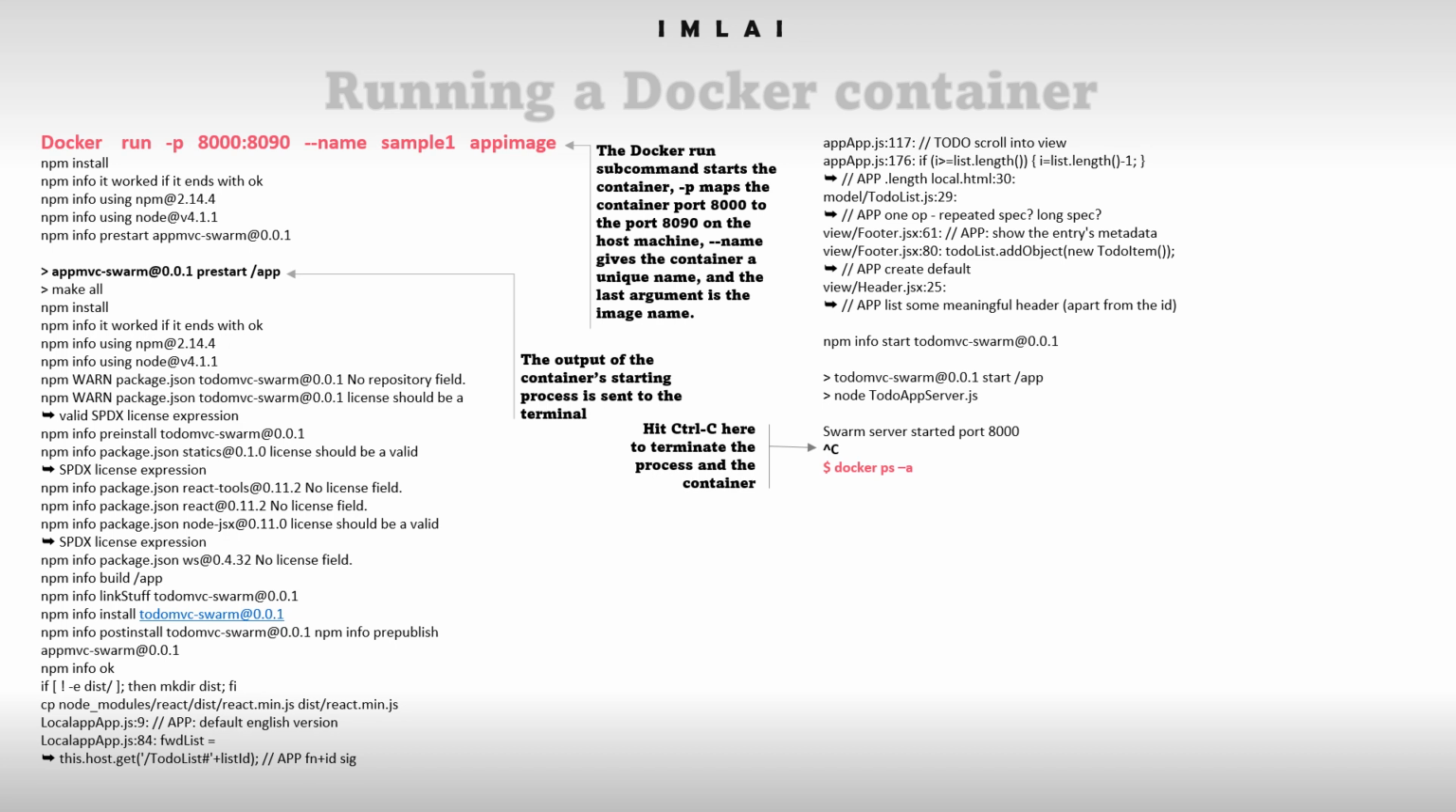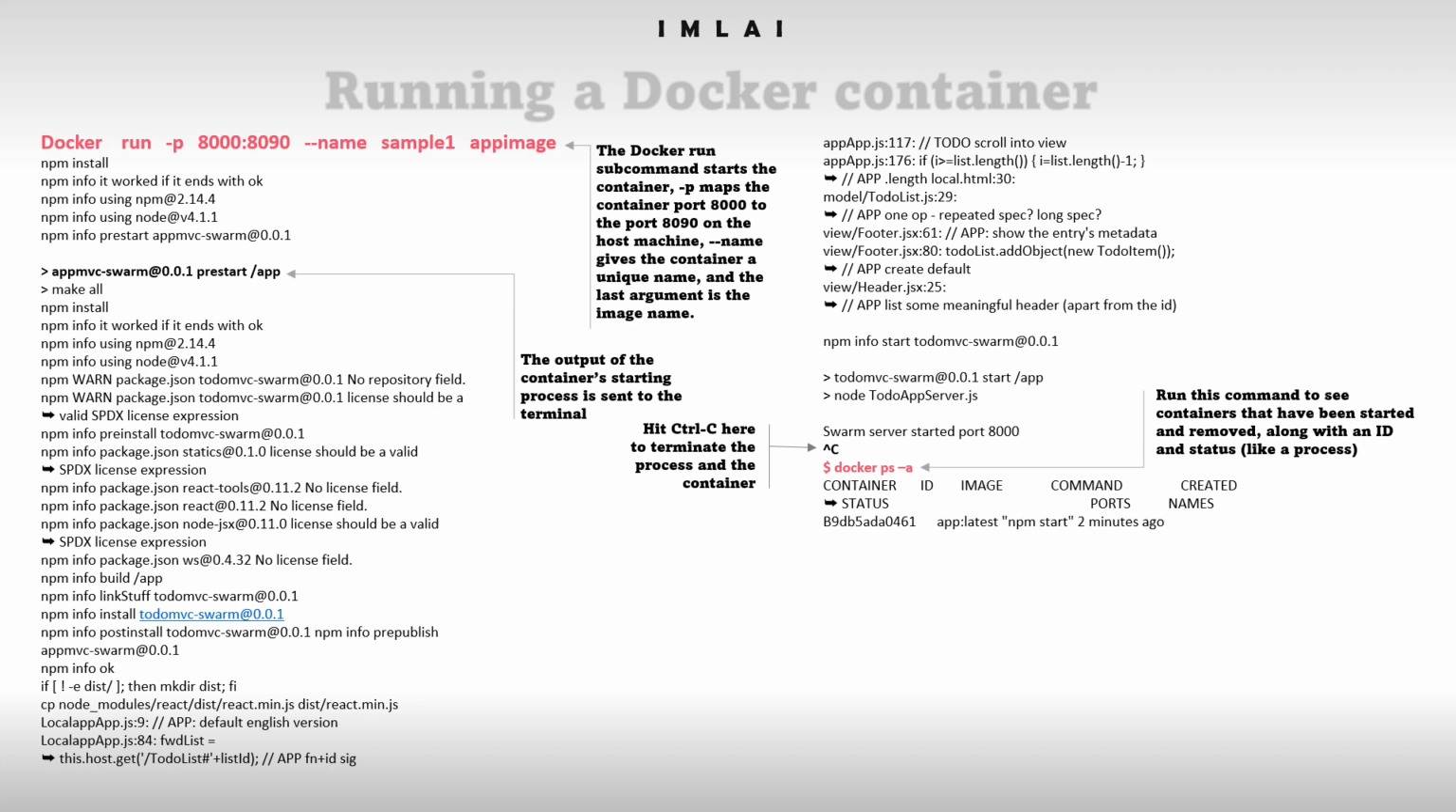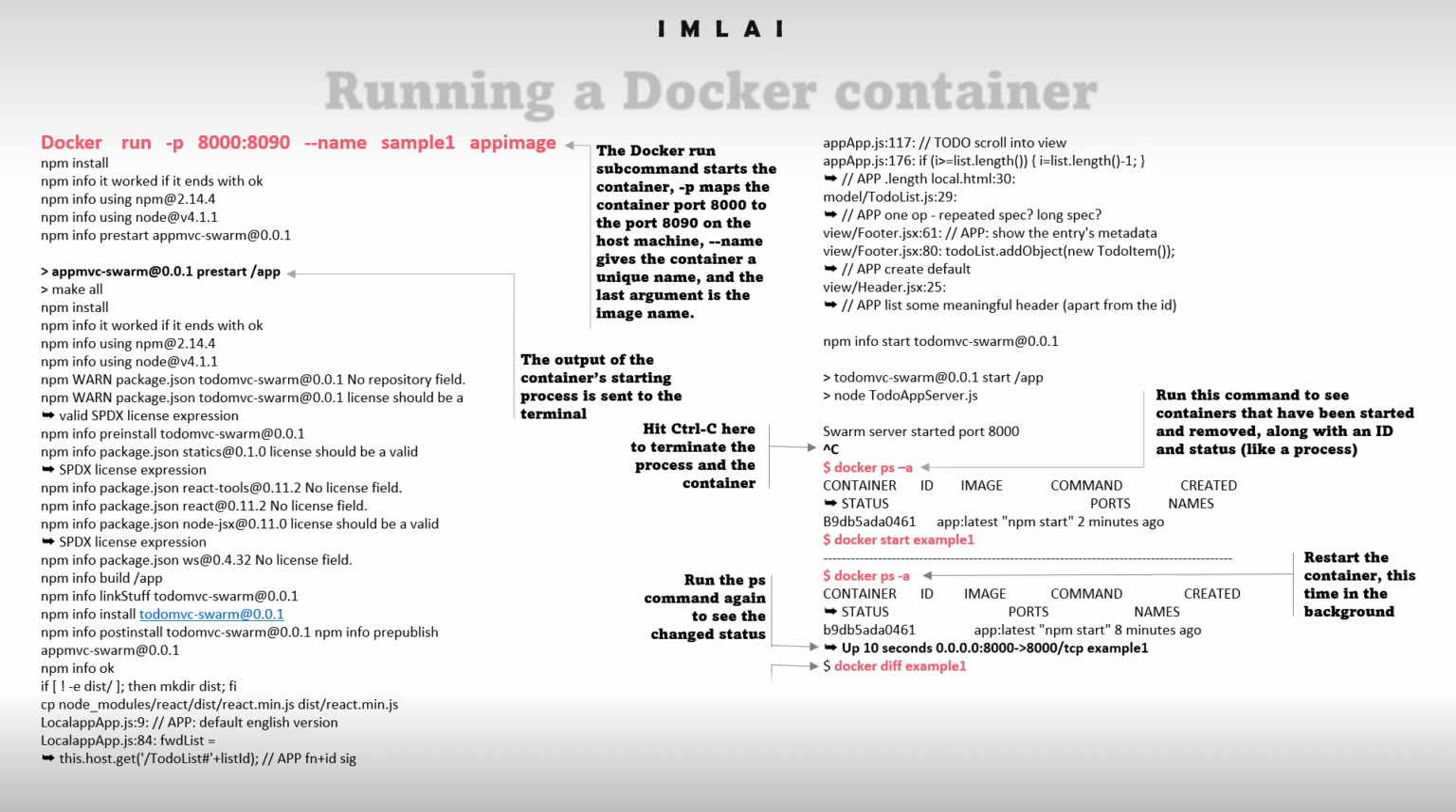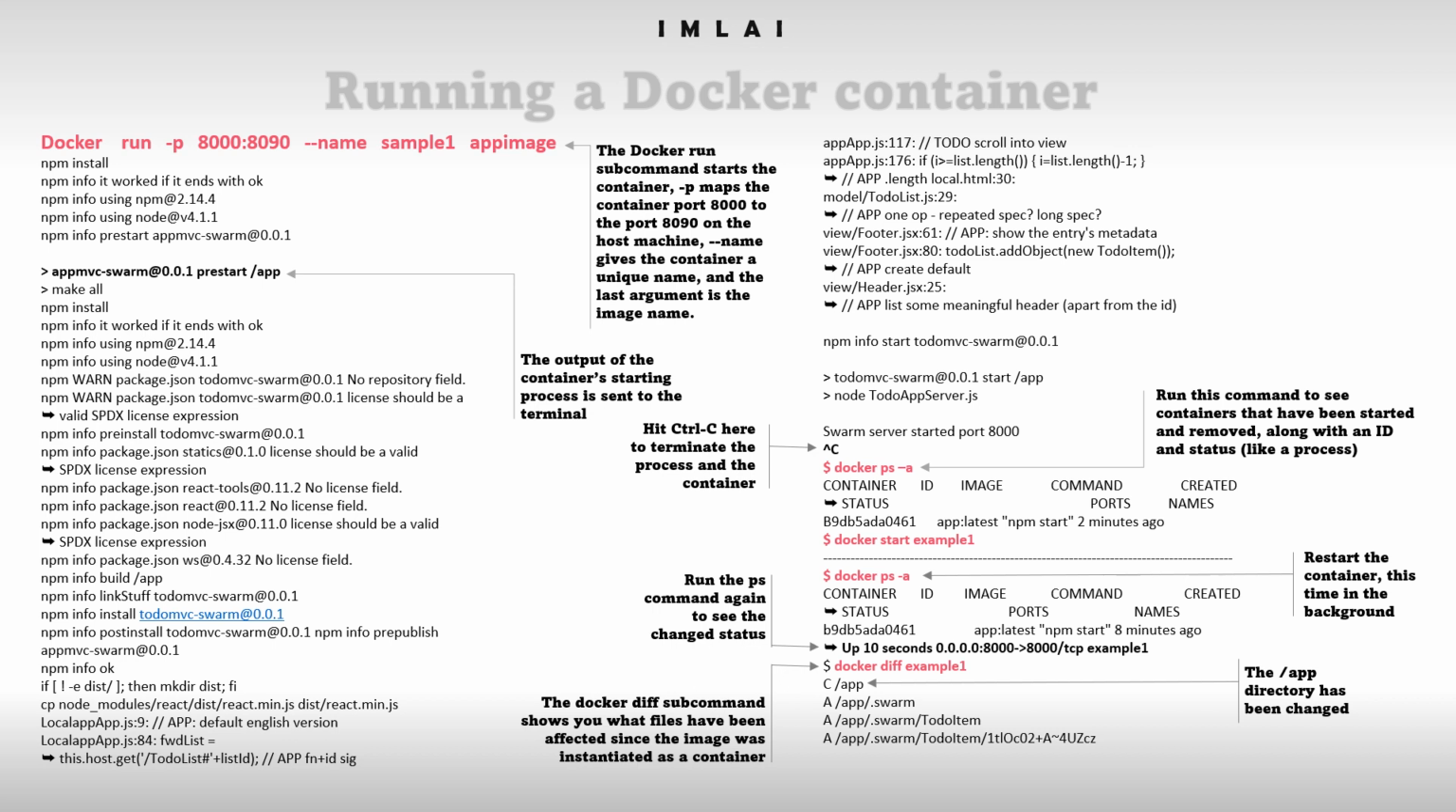Okay, let's spin it in an interactive mode, and then we will use docker ps commands or ps -a commands to see how many containers are presently running in our server. So the docker ps -a command is used. Run this command to see containers that have been started and removed, along with an id and status like this. If you say docker ps -a, even if the container has been stopped, that container can also be seen using docker ps option a. If you want to start a stopped container, then you can say docker start and then container name.